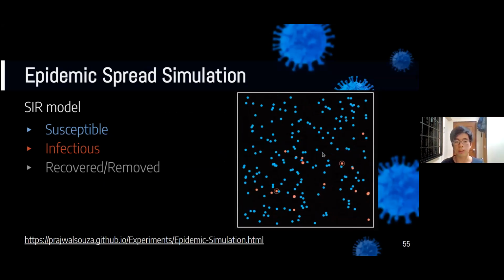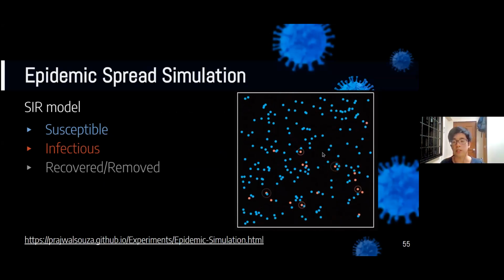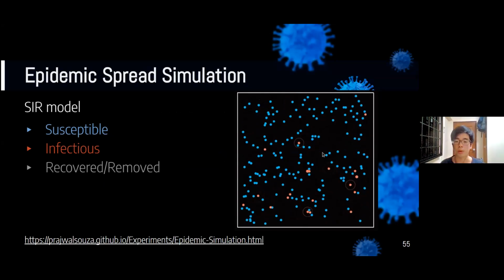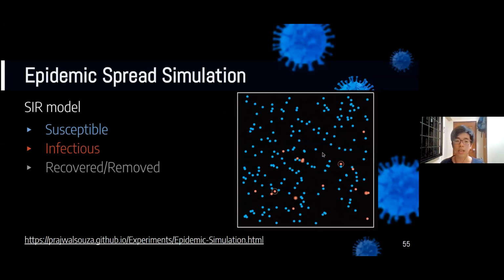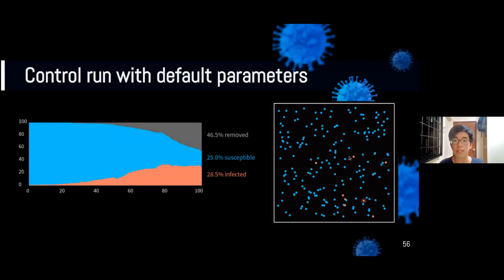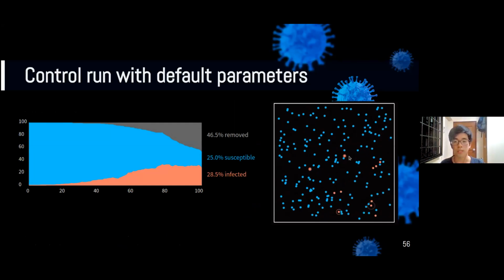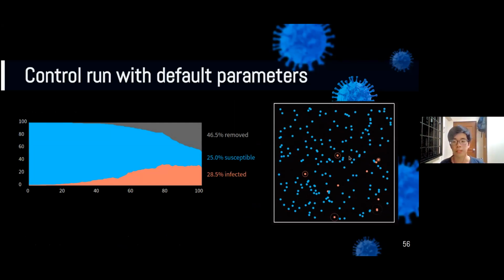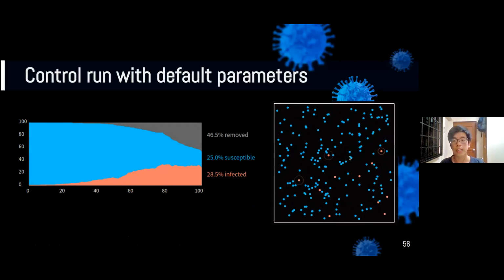So over here, I found this website online. It's very interesting, and I would encourage all of you to go and check it out and play with the models. The blue dots in this simulation are people who are healthy and susceptible. The red dots are people who are infectious, and the gray dots are people who have recovered or are removed from the simulation. Next slide, please. So we'll have a control run, and this is what the graph looks like. Again, the units of time are arbitrary, and this might not accurately reflect reality, but just take note of this graph.